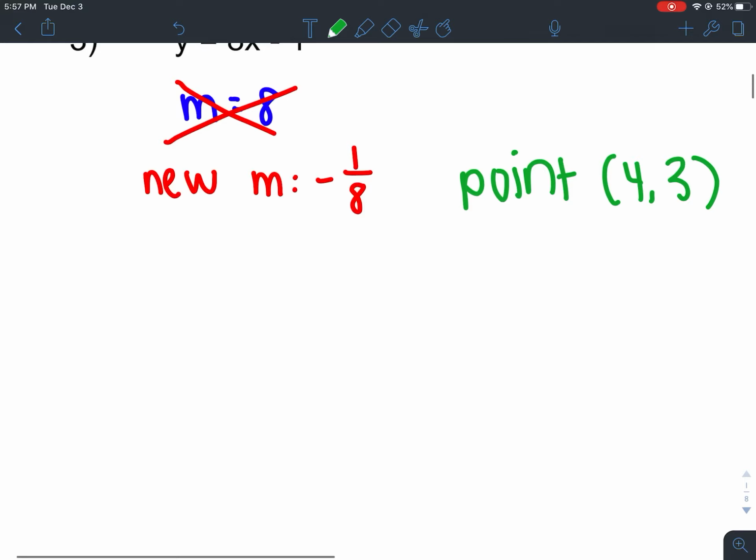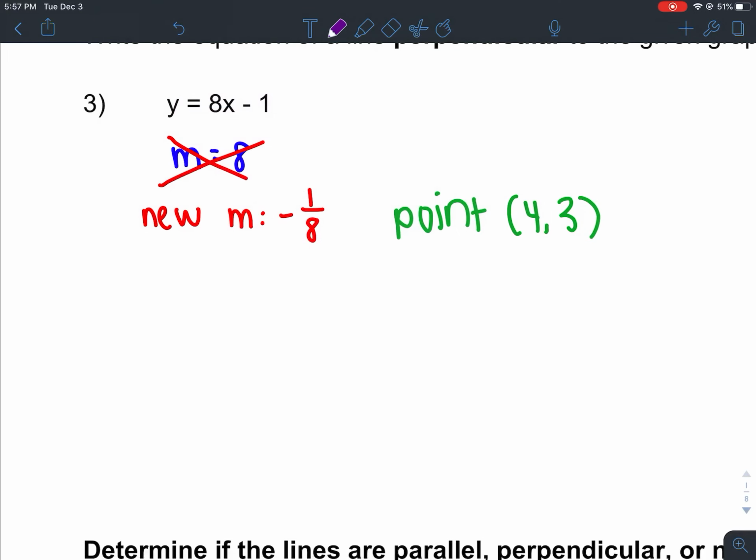From this point, then you can start, and you start in point slope form. Y minus 3 equals negative 1 over 8, x minus 4. Again, we don't want to use the same slope of 8, because if we do that, it'll be parallel.